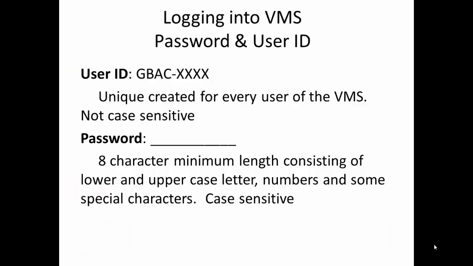The standard way to enter the VMS system is with your user ID. The user ID is a unique account that has been created for you by the system administrators. All GBAC users have a user ID beginning with GBAC dash. Then we generally use your last name and the first letter of your first name. It is uniquely created for you. The GBAC ensures that you are a member of this chapter and that you're not going to be able to log in under some other chapter.